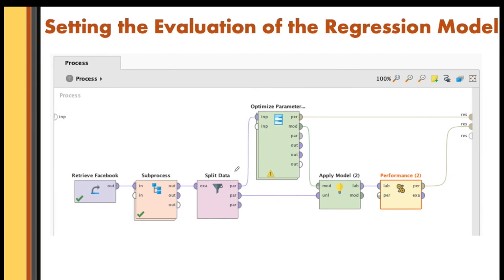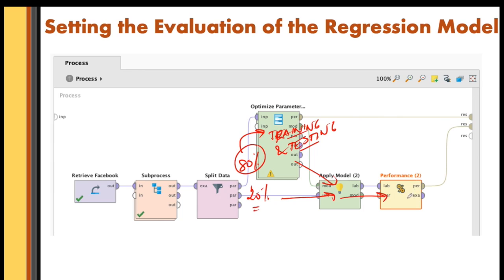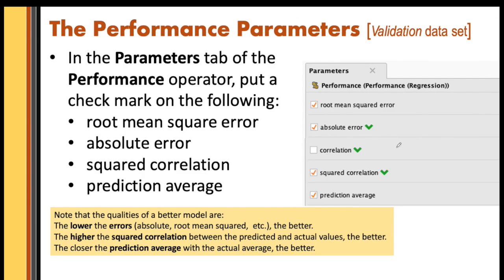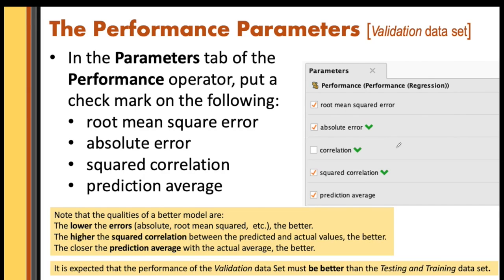So what we have to remember is that once the data has been split into 80 and 20, 80% will go to the training and testing dataset. So this contains the training and testing. Then the 20% will undergo the same model generated from the training and testing and will be gauged as well. So the criteria of the performance will again be based on the root mean square error, absolute error, squared correlation, and the prediction average. Note here that it is expected that the performance of the validation dataset, meaning the 20%, must be better than the performance of the testing and training dataset.